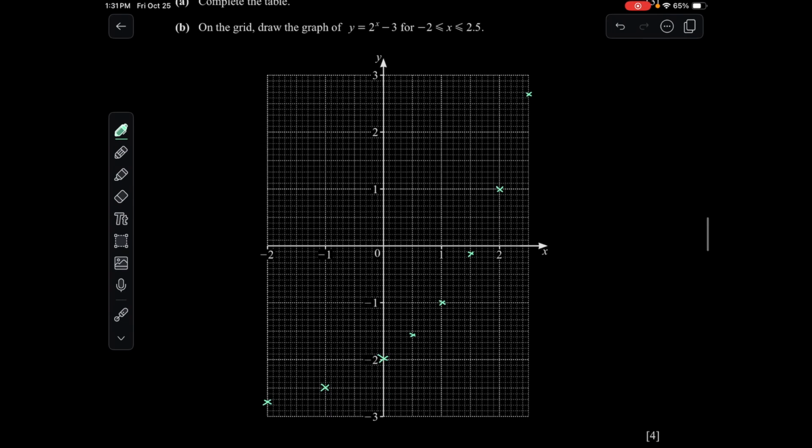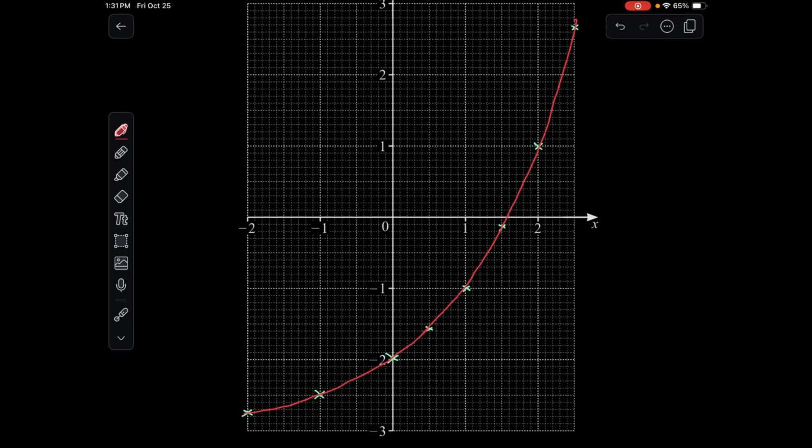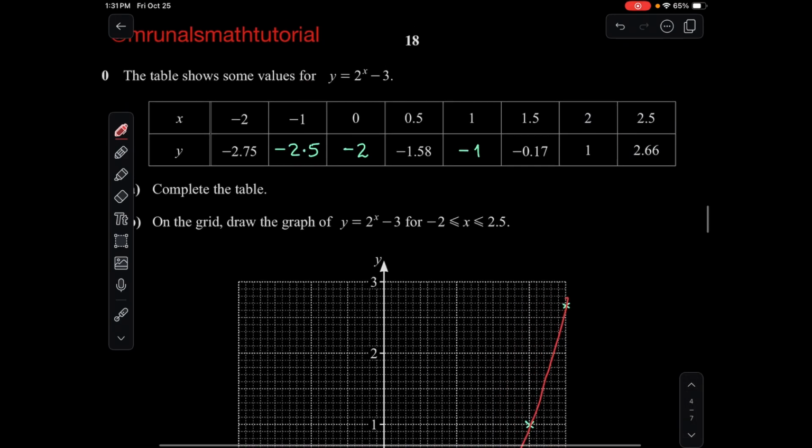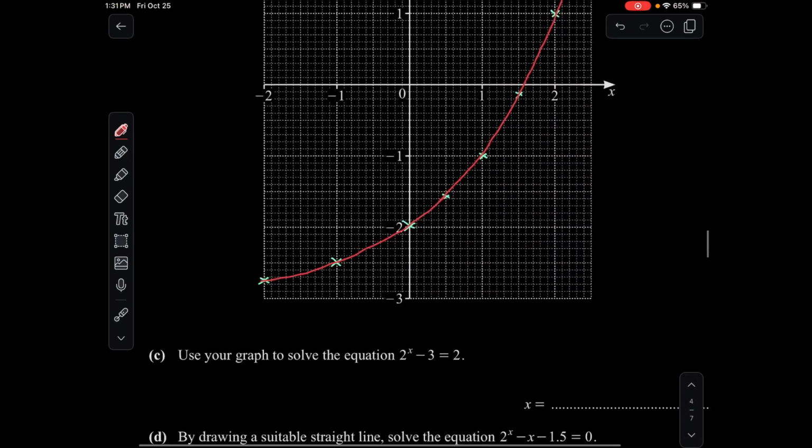All right then. Connect this with a smooth curve. Try to pass through all the points, like that. Okay, so we have drawn the graph of y equal to 2 to the power of x minus 3.